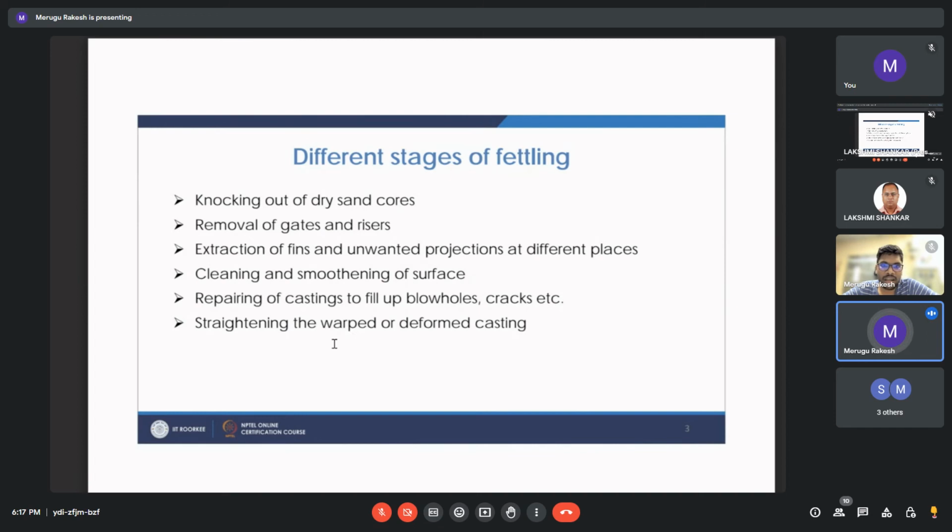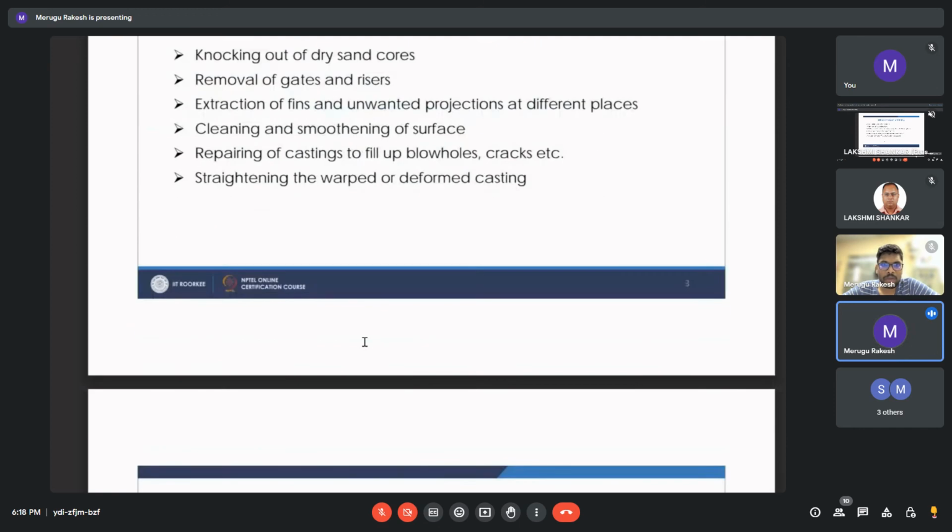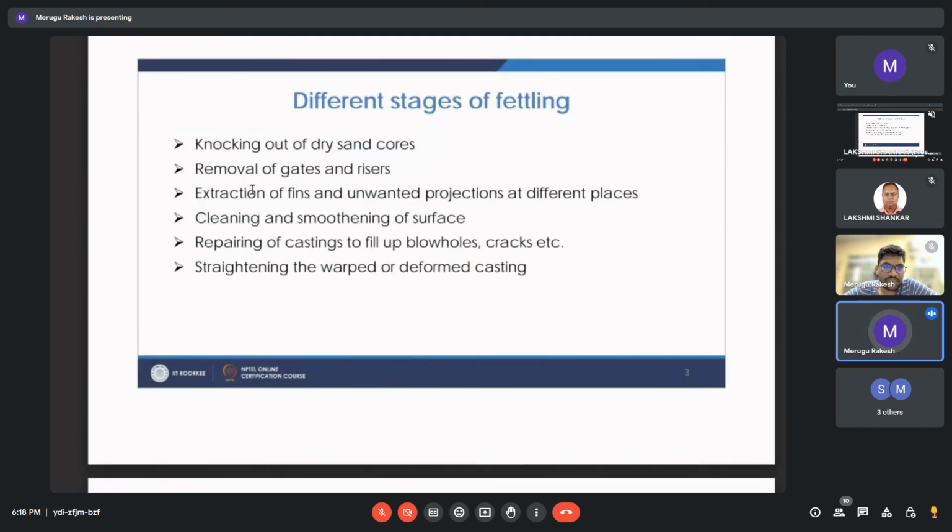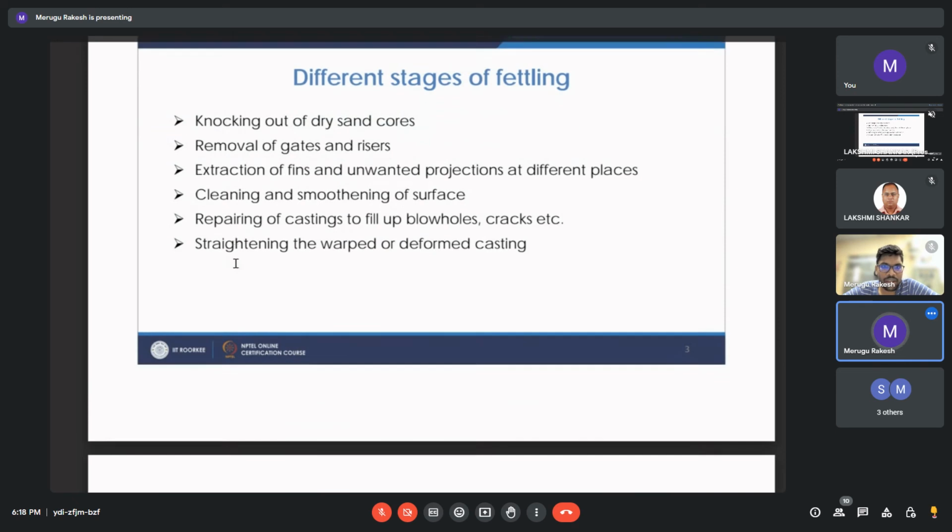Then straightening of the warped or deformed casting. This will happen if there is any warpage of the surface. It occurs mainly with thin sections. So when you are knocking off the casting from the sand mold, we have to ensure there will be no warpage on the thin sections. Then only you have to knock it out of the sand mold. Or else, even if there is any warpage, we can straighten it out using some type of tools. So these are the different types of fettling. We will discuss one by one and come to each and every point in detail.